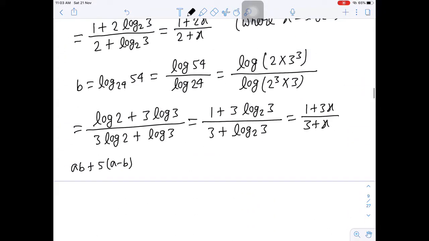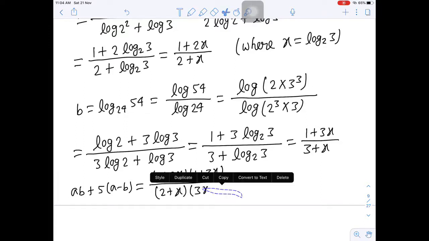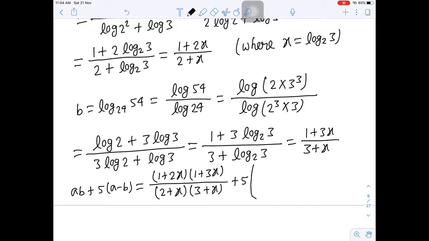So you have to find ab plus 5 times a minus b. ab would be nothing but the product of these two. So the product of these two will become 1 plus 2x into 1 plus 3x divided by 2 plus x into 3 plus x. Then 5 times a minus b.